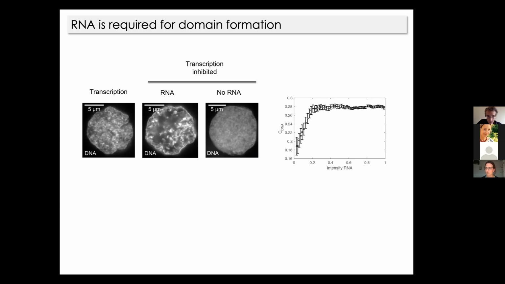What's interesting and what we don't quite understand yet is that you need a minimal amount of RNA to increase image contrast, and at some point it doesn't matter anymore. So if you have a minimal amount of RNA, you will start to form domains, and above that, it doesn't matter how much more RNA you have in the nucleus.